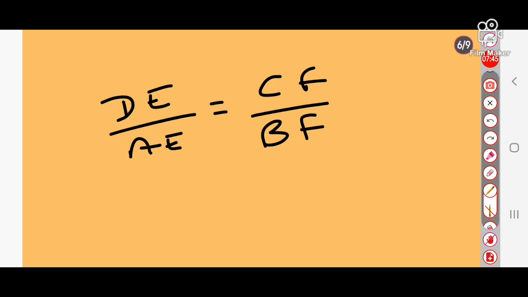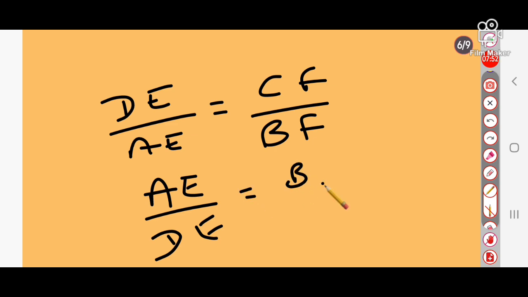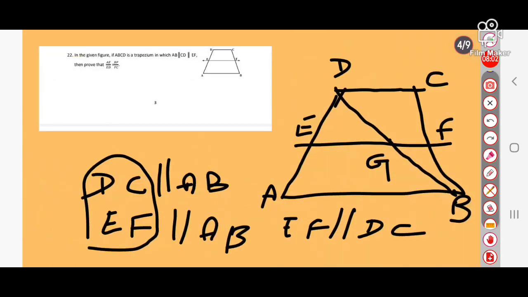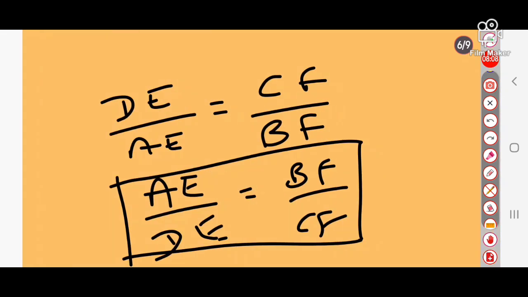So again inversing back as we did before, we are re-inversing that AE by DE is equal to BF by CF. So this is what we need to prove, right? AE by ED is equal to BF by FC. That's what we have got here. AE by ED is equal to BF by CF.